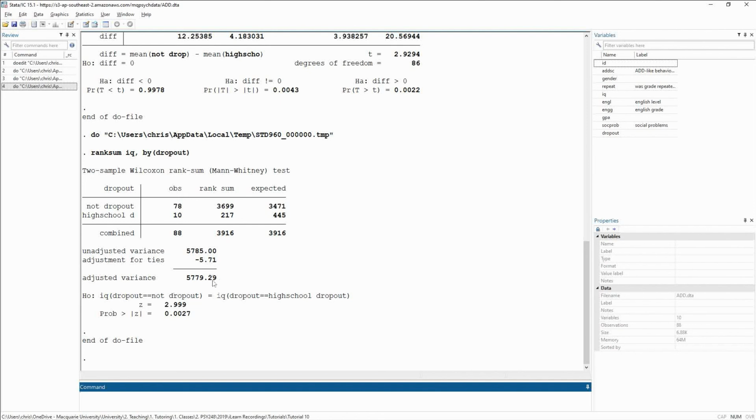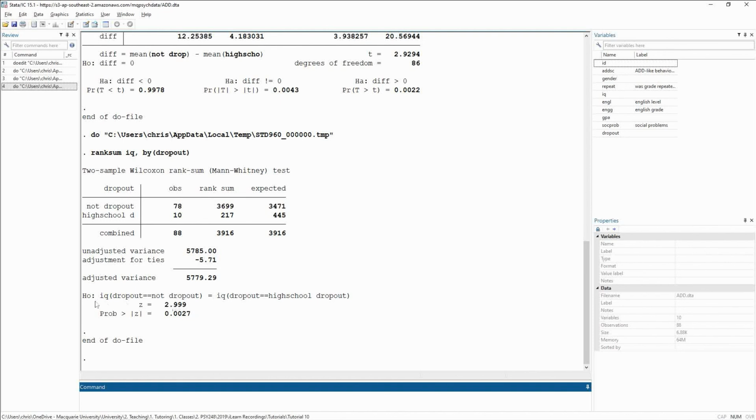That leaves us with a final variation of 5,779 units. You don't really need to know what's happening here, except for the fact that this adjustment for ties is accounting for the fact that you've got two values that are the same and you're making them have the same rank. But we can use the variation along with the ranks to then calculate z-scores.